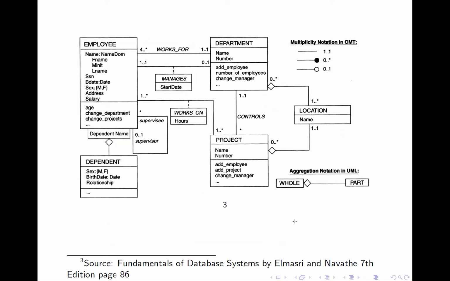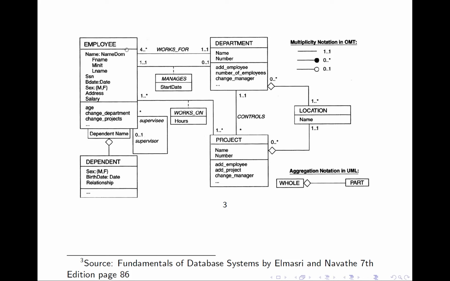A slightly different one, you may have seen this in database courses. This representation is actually coming from the popular Fundamentals of Database Systems by Elmasri and Navathe. In that particular case, it represents a company. In a company, we have employees, we have departments, and employees work for departments. You can see here, their notation is slightly different from what we have just discussed earlier, but most of them are the same.